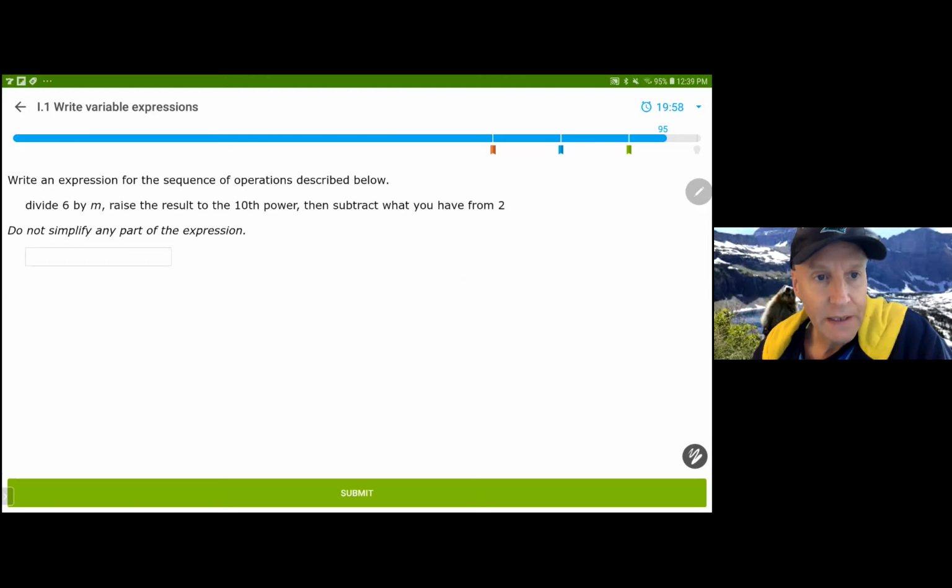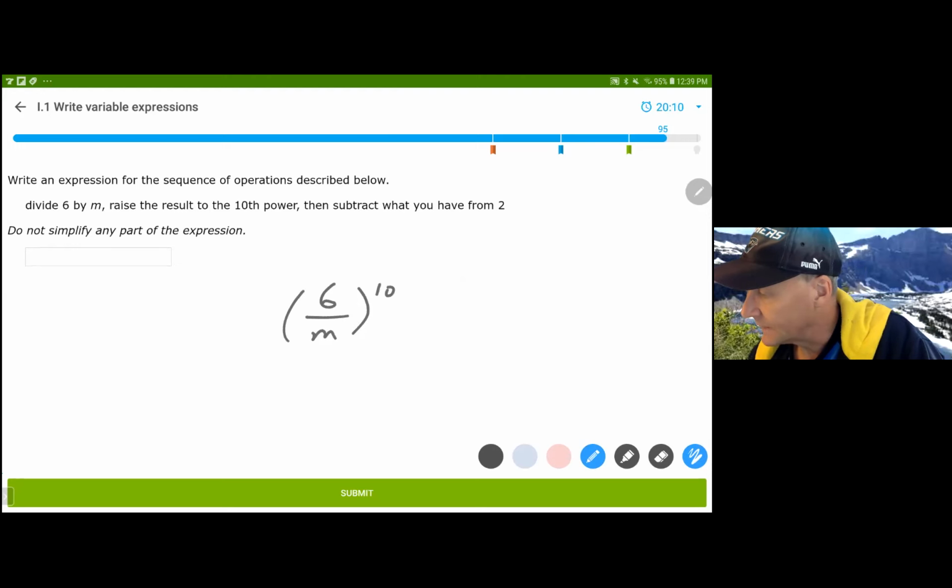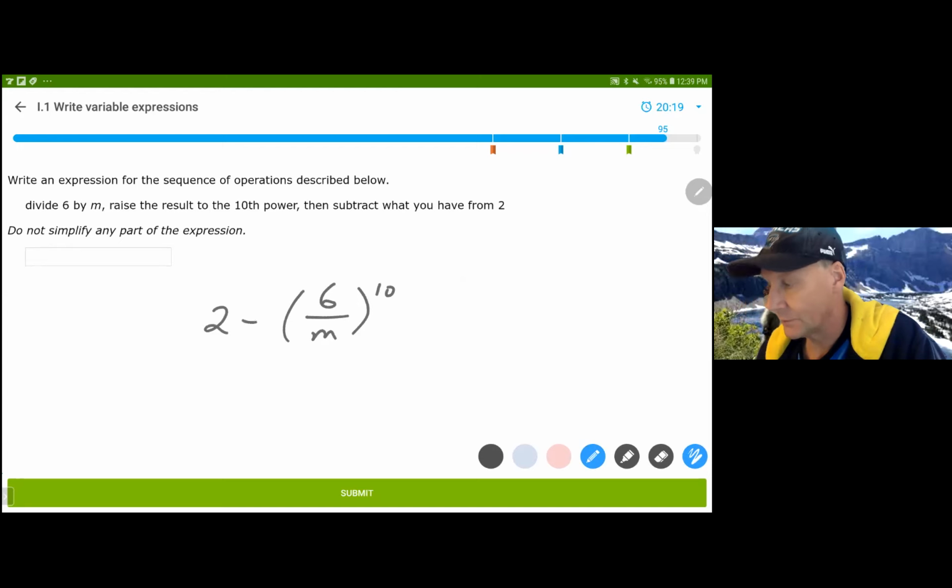Divide 6 by m. I'm going to go ahead and write it in here for you so you can see it. I'm going to take 6 and divide it by m. Raise the result to the 10th power. Then subtract what you have from 2. So you don't take 2 away from that. You take the result away from 2. So it looks like this. It's probably a good idea to write it on a separate paper before you start typing it in. It's a lot easier that way.